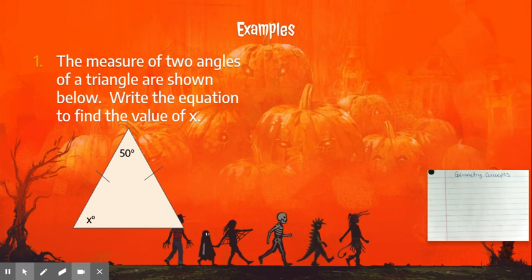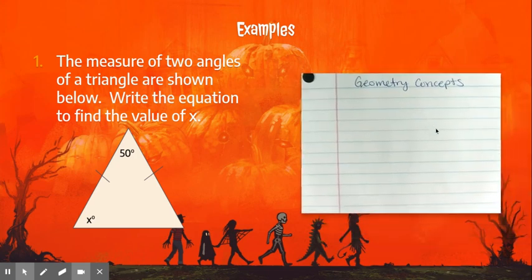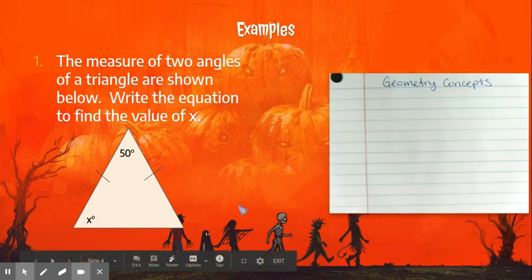Okay, so let's look at this example. Let me pull up on my screen. Okay, so when we look at this example, the measure of two angles of a triangle are shown below. So I have 50 degrees here and I have x degrees here. Write the equation to find the value of x.